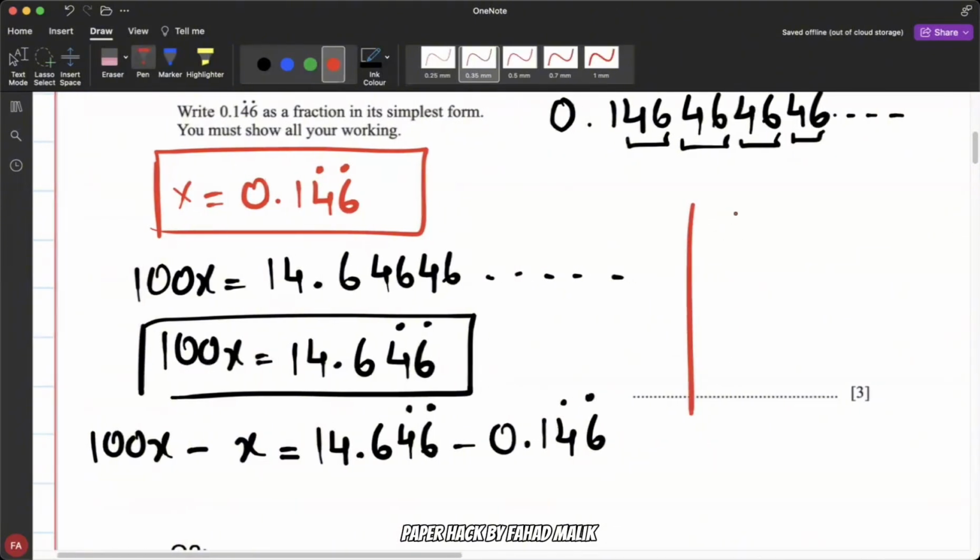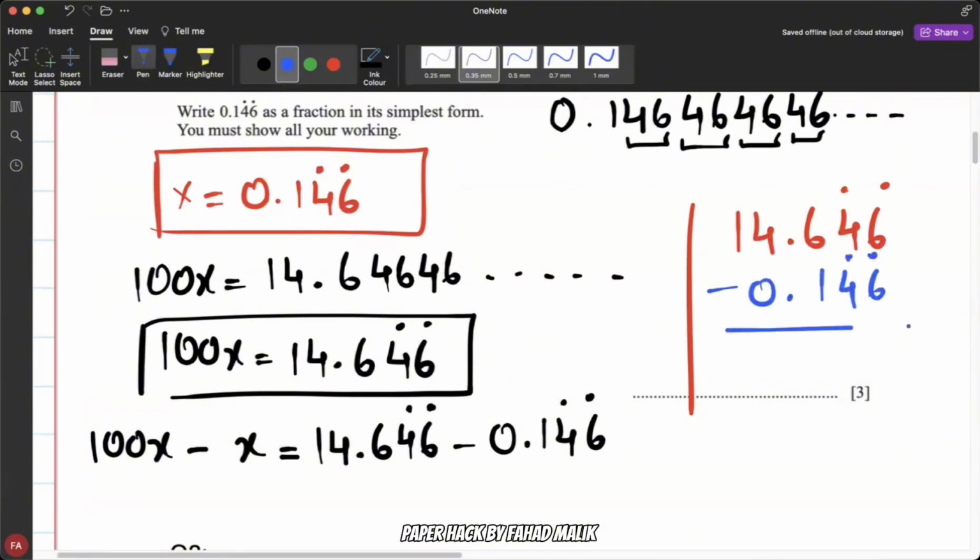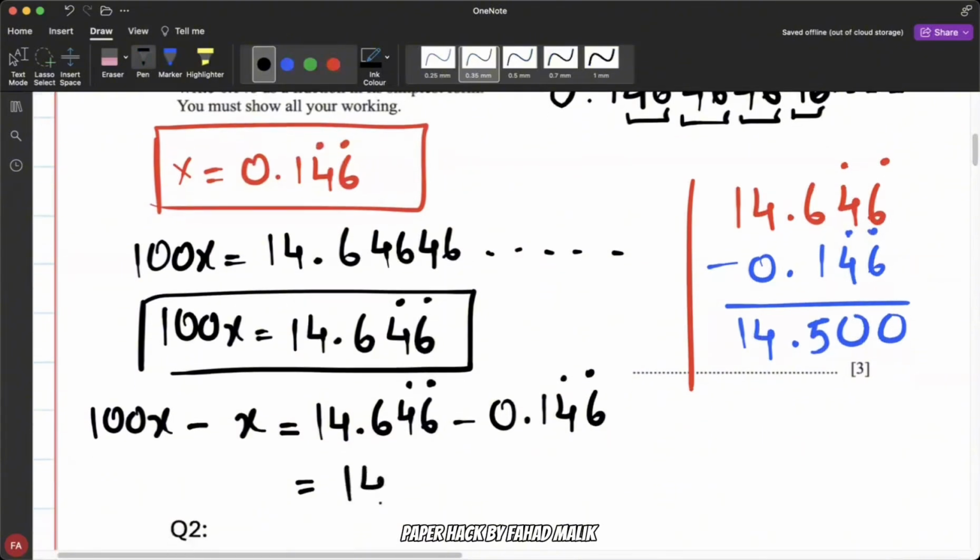Let's try the subtraction separately. That's going to be 14.646. Again, we got a dot on these 2 numbers, minus 0.146, and then we have a dot on these numbers. This and this cancels out. That's going to be 6 minus 1. That gives you 5. 14 minus 0 still says 14. So on this side, I can say that we now have something which is not recurring, which is 14.5. And on the left side, we have 100x minus x. That gives you 99x.